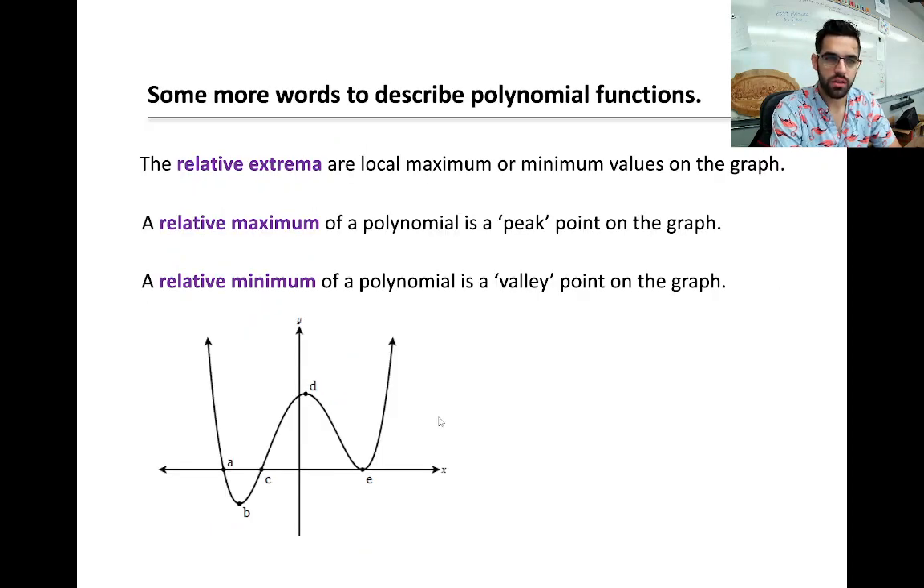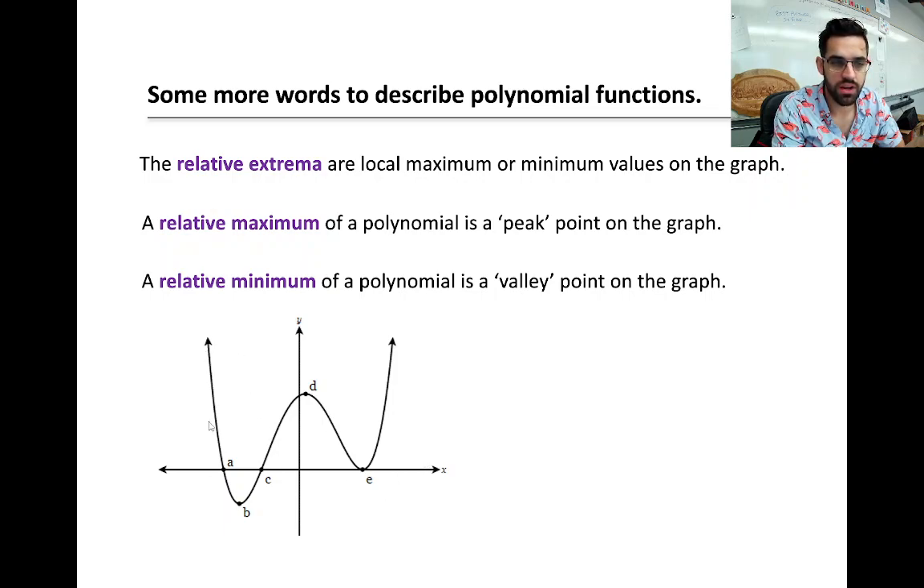Okay, now some other words to describe polynomial functions. The relative extremes, or relative extrema, or just extrema, means all of our local maxes or min values on a graph. Local max is the same thing as relative max or min. So then what is a relative max and what is a relative min? On a graph, a relative maximum value is any hill on our graph.